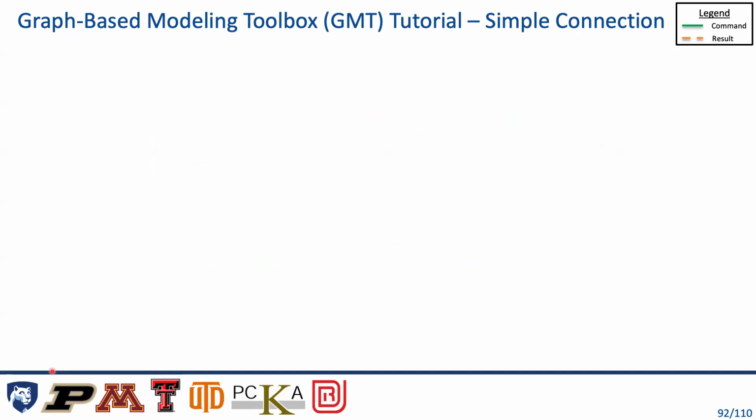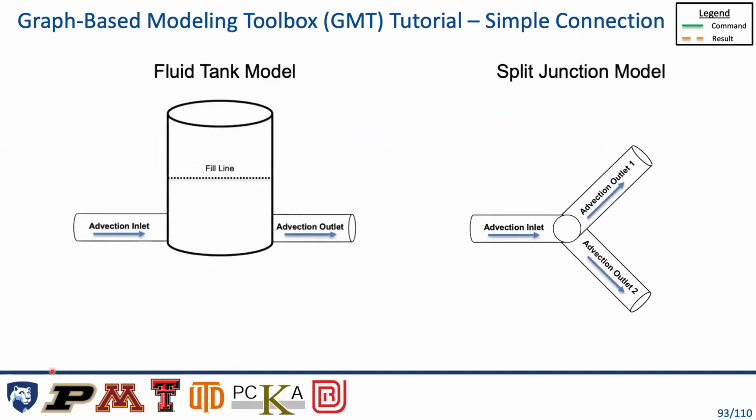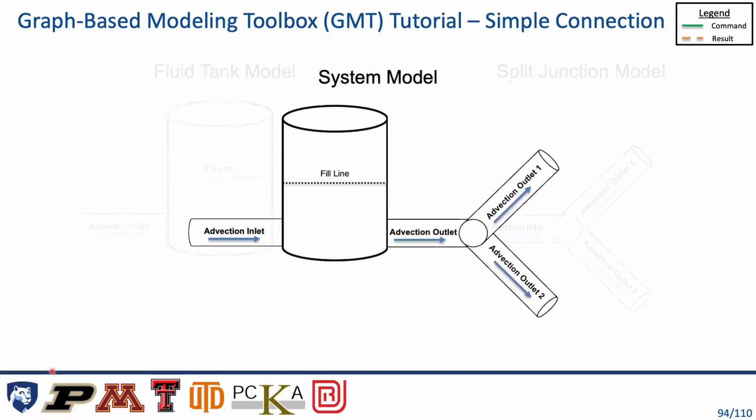Next, I want to go over a simple connection of our fluid tank model, main tank, with a split junction model. We're going to be connecting the fluid tank advection outlet to the split junction advection inlet. And then we'll have our simple system model here.